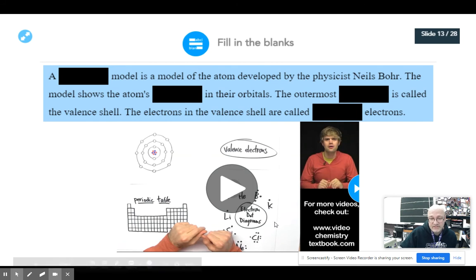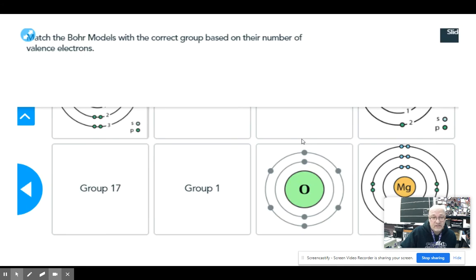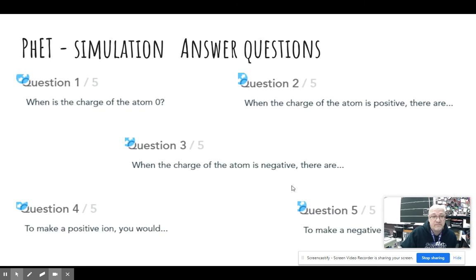There's a video to watch. It has some questions to answer about valence electrons. They are the most important kind of electron. You have to write on this periodic table, and you'll figure out what you need to do. That Tyler video shows you what to do on this sheet. There's matching to do, so match the Bohr model to the correct group based on the number of valence electrons, and you'll be able to do that after looking at the notes.